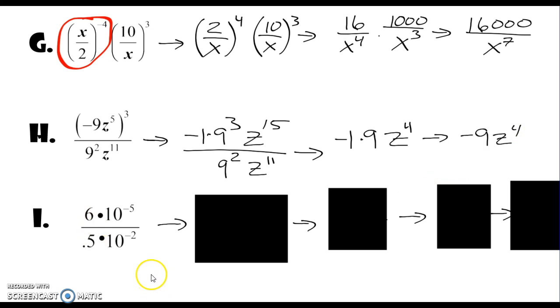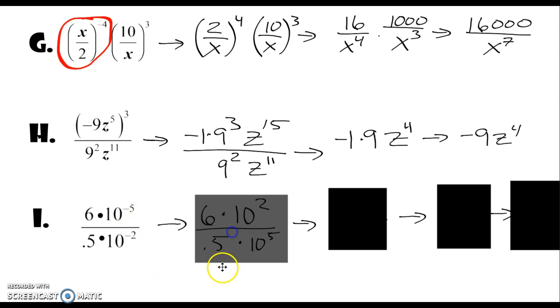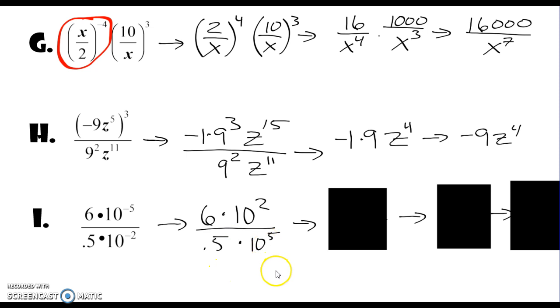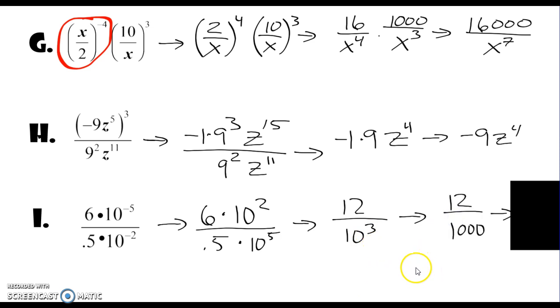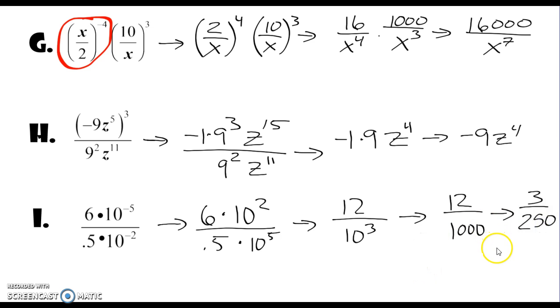Last one here, ladies and gentlemen, is I. So just because there's no variables doesn't mean I can't handle this the same way. So first I'm going to take the reciprocal of my two negative exponents here. That puts 10 to the 5th down in the denominator and 10 squared in the numerator. 6 divided by 0.5 is 12. 10 squared over 10 to the 5th gives me 10 to the 3rd in the denominator. That's 12 over 1,000. And put that in lowest terms, or 3 over 250.